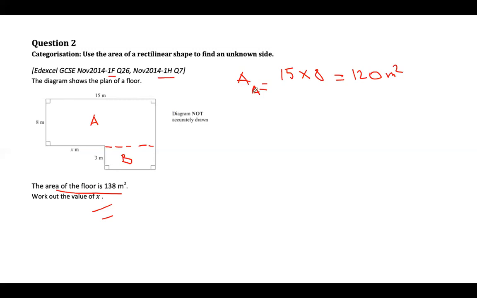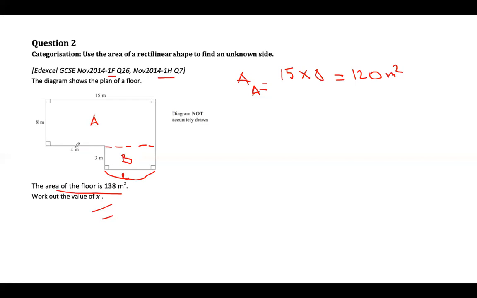Okay, the area of shape A. Area of shape B. Now, before we do the area of shape B, we need to calculate the length, okay? We have the width, which is 3 meters. How about the length? This, I'm going to call it L. How do I find this out?